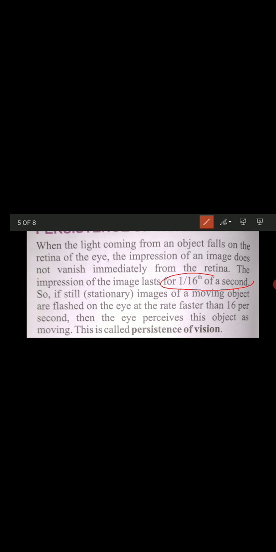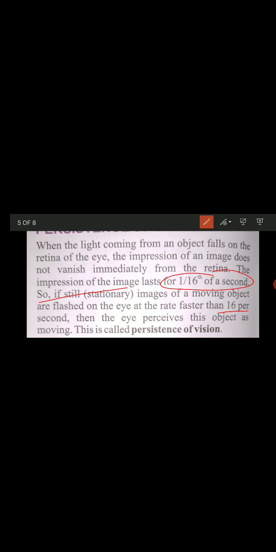So, if stationary images, meaning still images of a moving object, are flashed on the eye at a faster rate than 16 per second, then the eye perceives this object as moving, and this is known as persistence of vision. And because of the phenomenon of persistence of vision, we are able to see the movie pictures in a cinema hall.